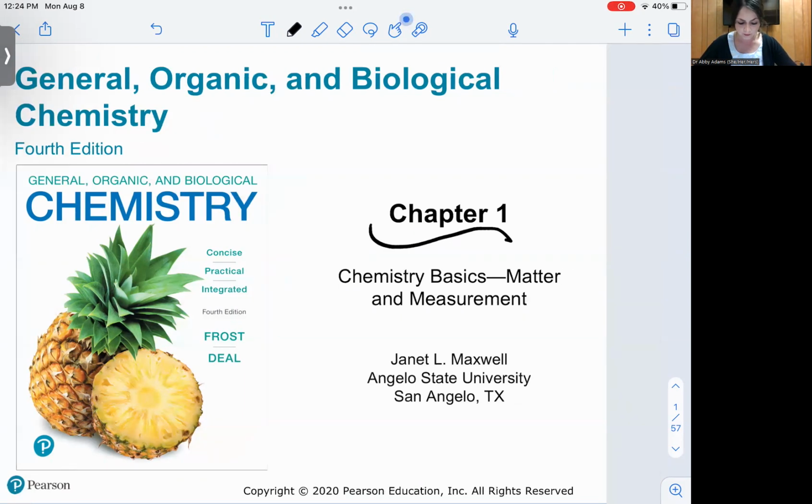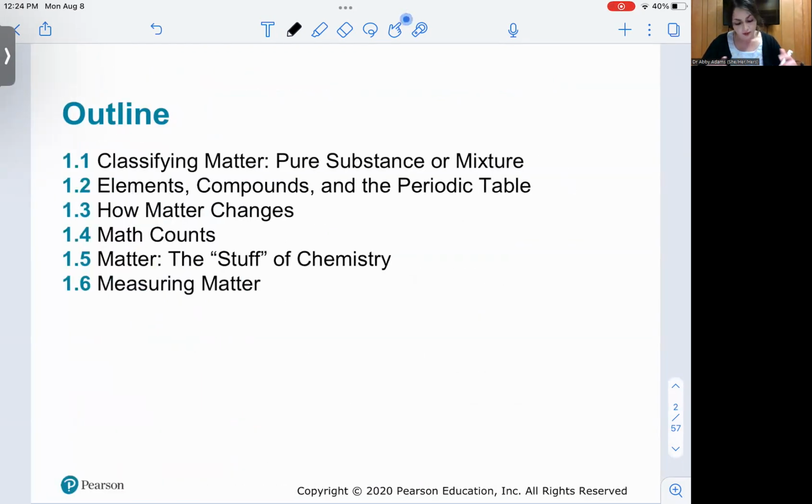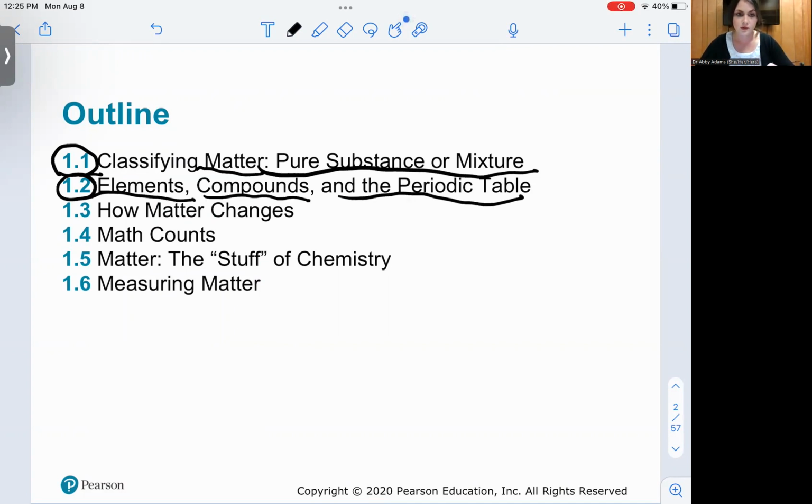Okay, so we're starting with 1.1. We're starting broad. Matter, that's everything, right? So everything takes up space. We're going to break down matter into pure substances and mixtures. Then we're going to talk more in Chapter 1.2 about some of the jargon that we're going to go over in 1.1: elements, compounds, and the periodic table. The periodic table can be found at the beginning of that really awesome textbook that you have.